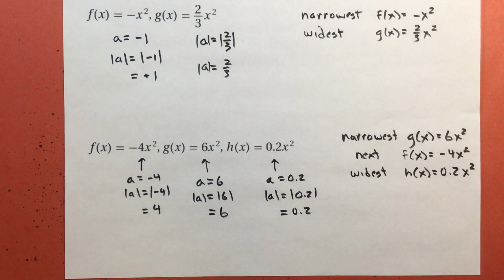Okay, one thing you can do to check your work, like from all of these, you can just switch over to Desmos, type them in, and like I showed you a moment ago, you can then see which one is narrow and which one is wide. So you can always use Desmos to check your work.